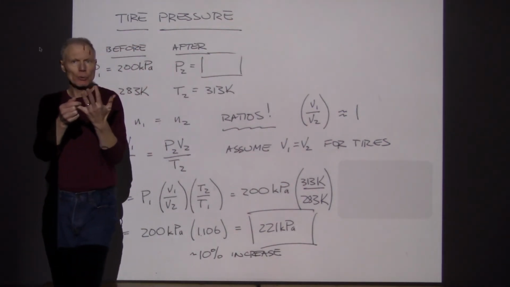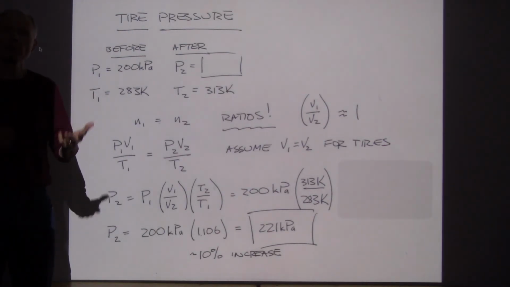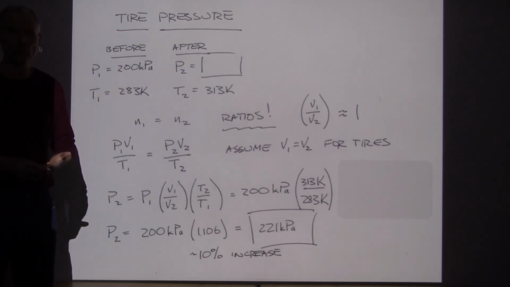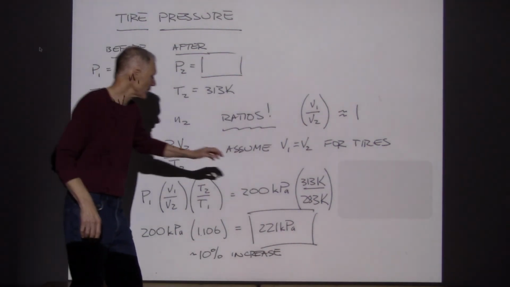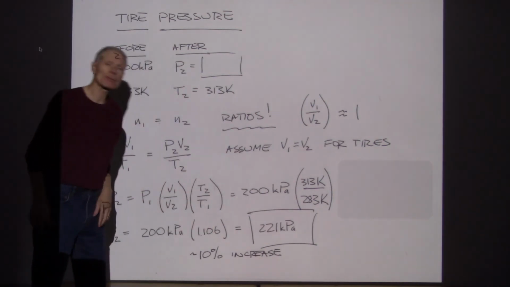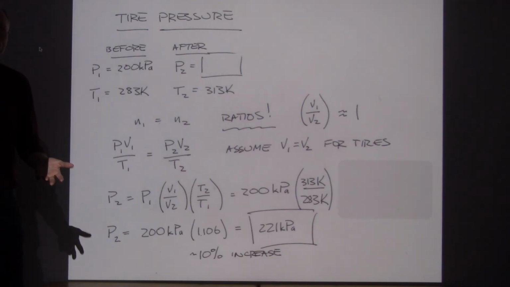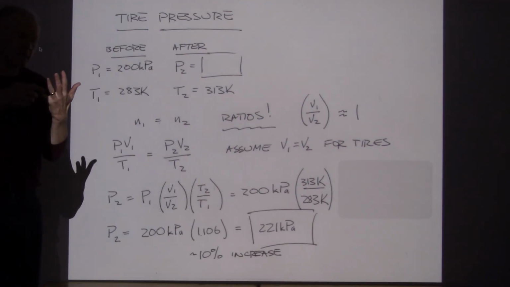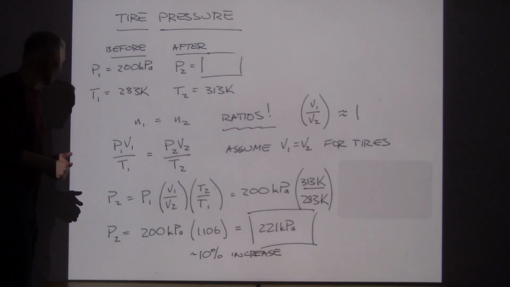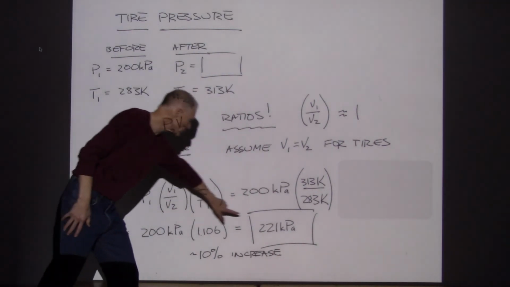So if the number of molecules and the volumes are not changing, any changes in pressure are going to be related to how much the temperature went up. And that has to be a ratio of absolute temperatures. That ratio was 1.106, between 10 and 11%, that the temperature went up, which means that the kinetic energy of the molecules inside went up by 10 or 11%. And in terms of pressure increases, that took me from 200 to 221.